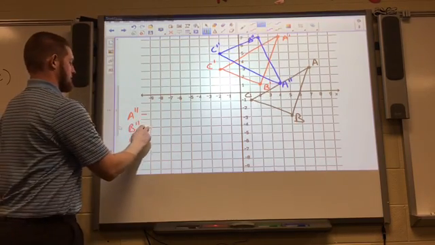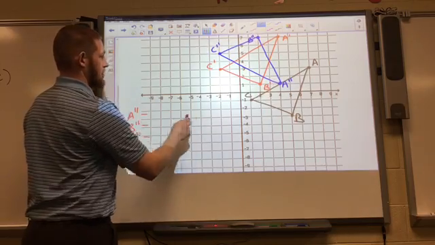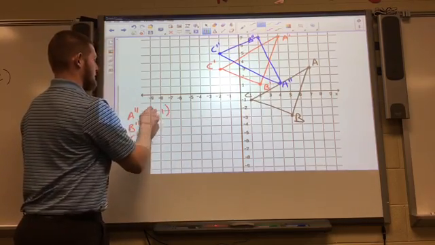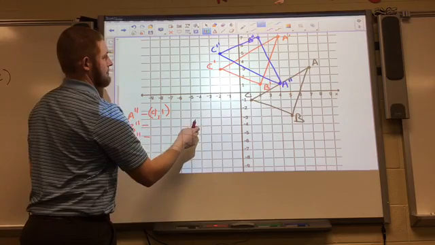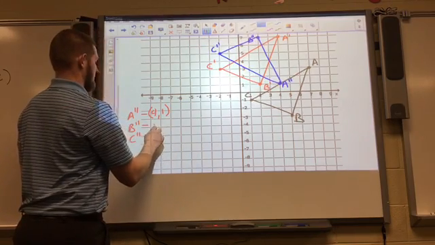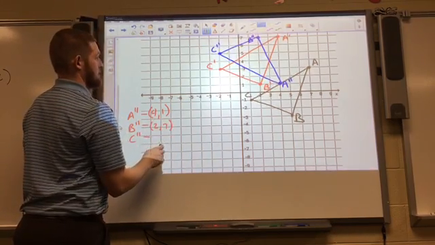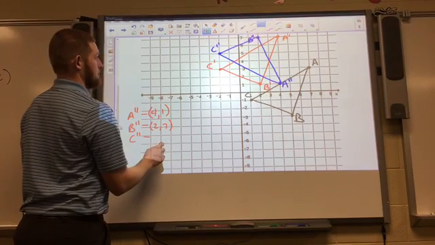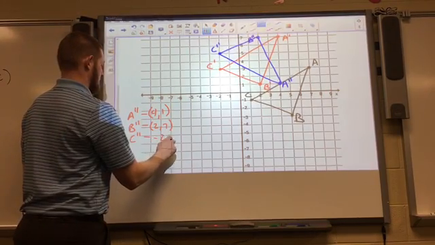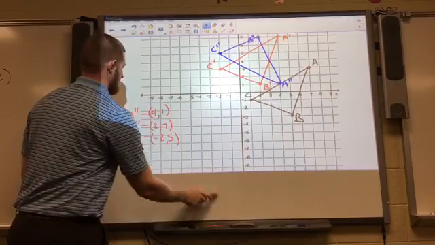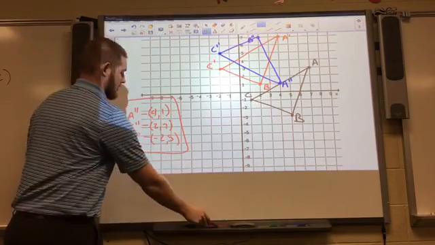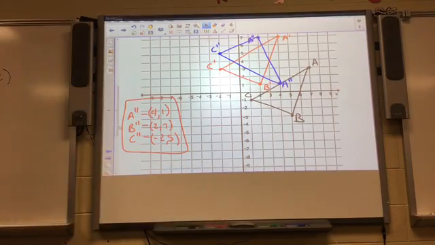Because when I grade it, that's what it's going to tell me. So A double prime is at 4, 1. B double prime is at 2, 7. And C double prime is at negative 2, 5. Okay, you guys see why that's going to be a lot easier for me when I have to grade 150 papers.